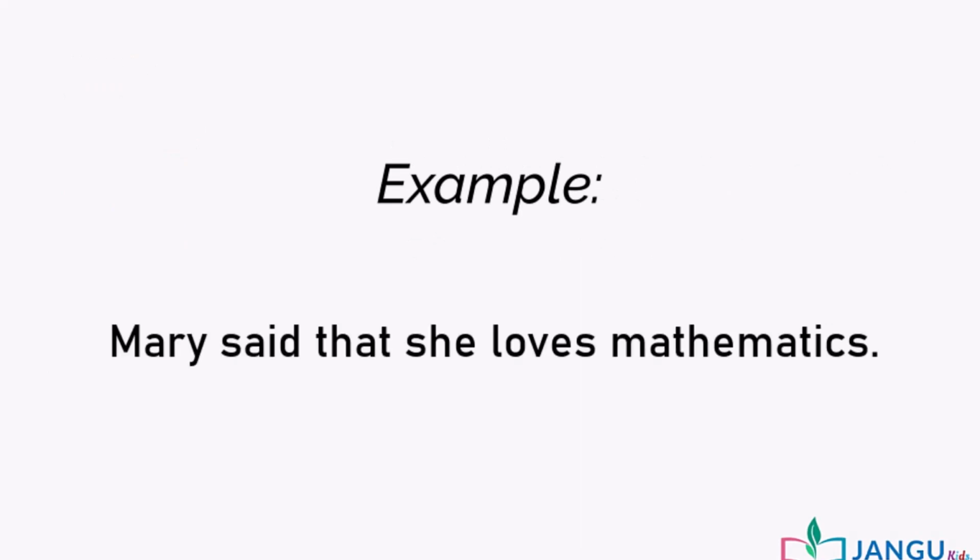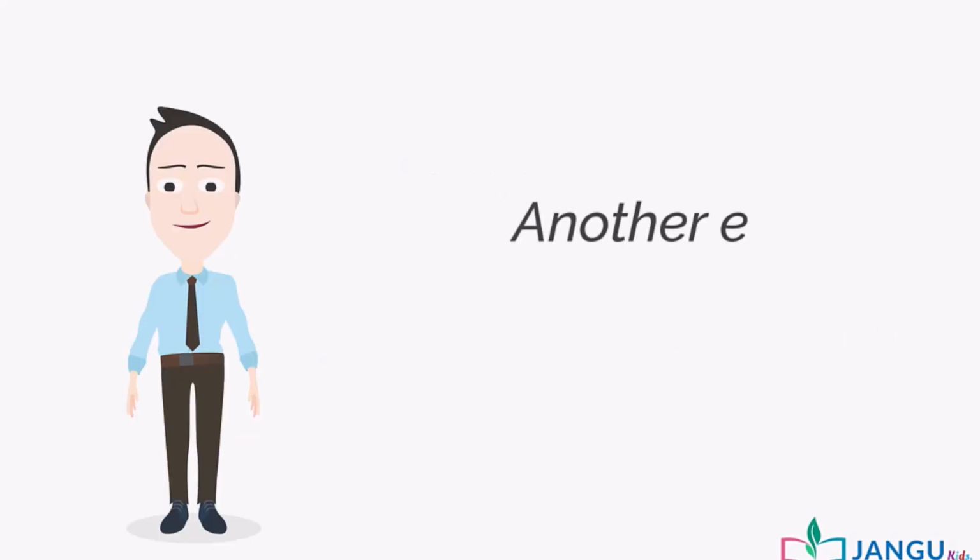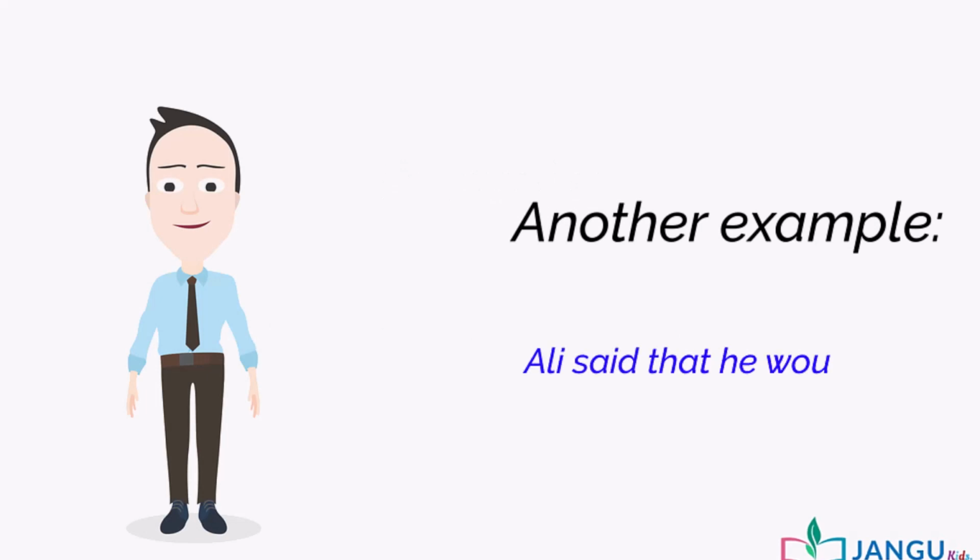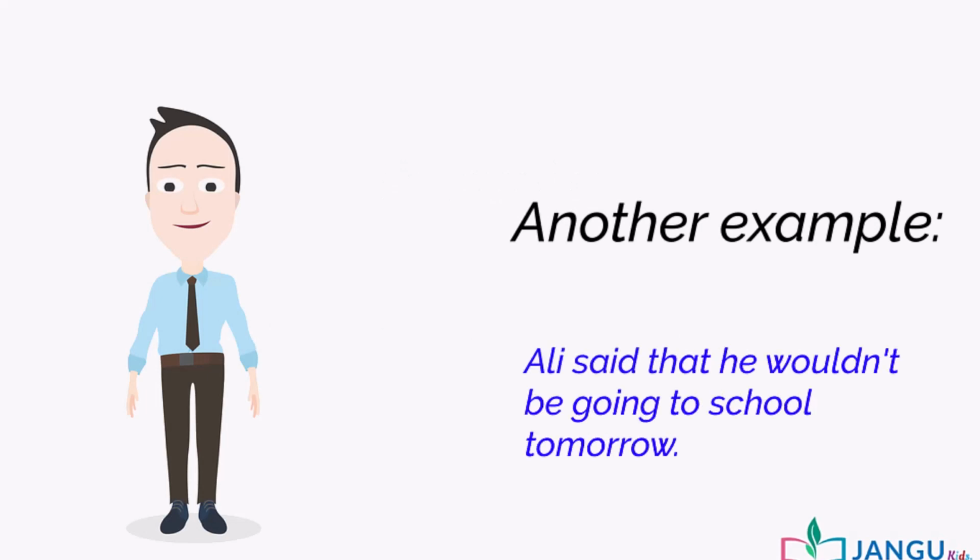This sentence is an indirect speech because it reports what Mary said, but not exactly how Mary said it. Note that the sentence uses past tense and pronouns to report what Mary had said. Indirect speeches are primarily used in face-to-face conversation or in written and oral reports to report what another person had said. Another example of indirect speech is: Ali said that he wouldn't be going to school tomorrow.